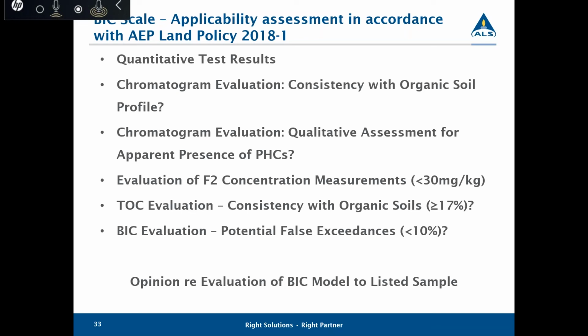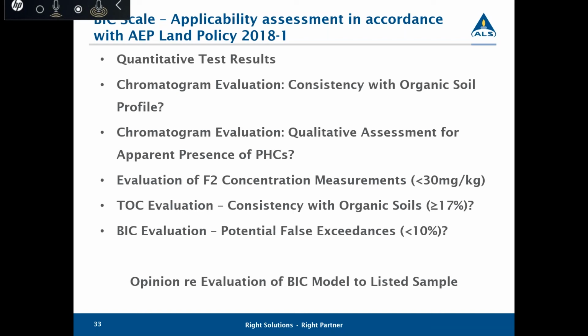So if they are consistent with typical profiles for muskeg or organic soils, we need to look for visual evidence for the presence of typical petroleum hydrocarbon product profiles, which are evident in the F2 to F4 chromatograms, and obviously evaluating the F2 concentration. So F2 has to be less than 30 milligrams per kilogram. If they are detected above 30 milligrams per kilogram, which is the maximum limit for F2, obviously this will be limited in applicability to the BIC scale.